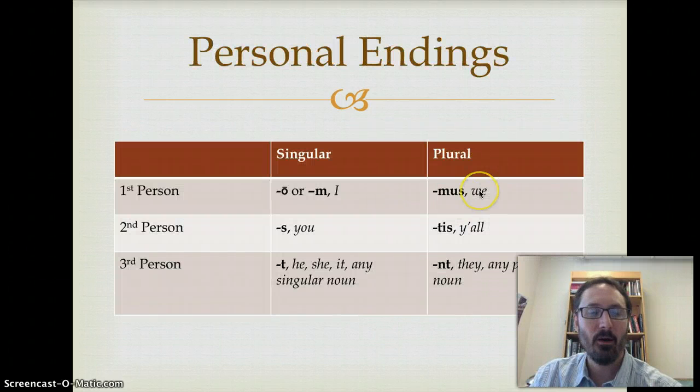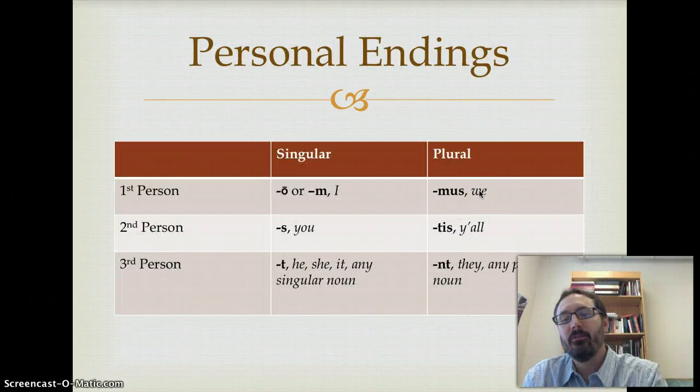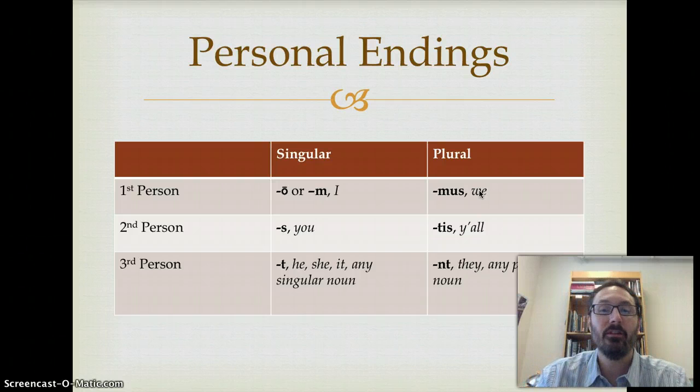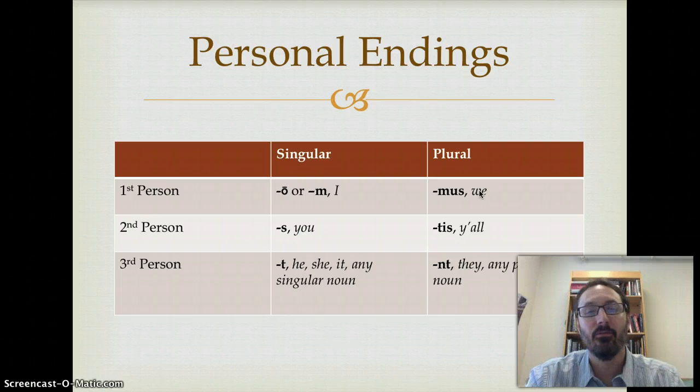In Latin, however, we change the spelling of each of our verbs by adding an ending to that verb that corresponds to the appropriate person and number. And you'll see that those endings are o, s, t for first person, second person, and third person singular, and then mus, tis, and unt for the plural, first, second, and third person.